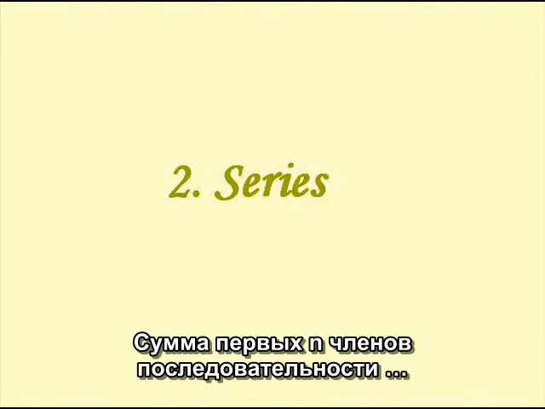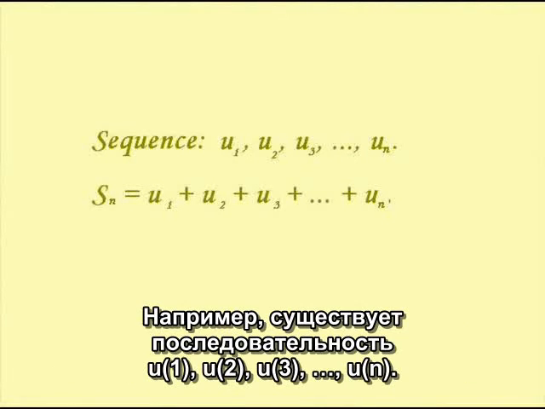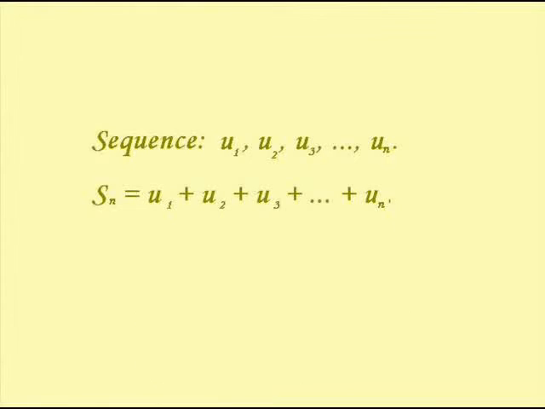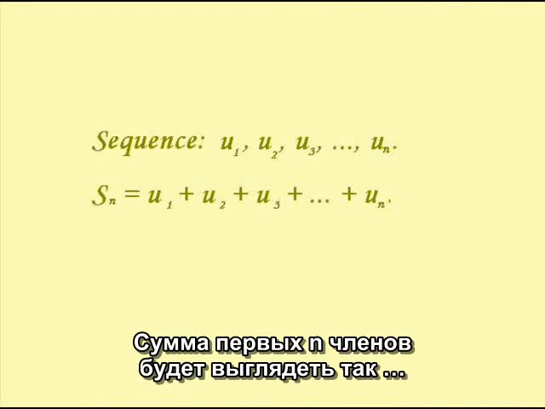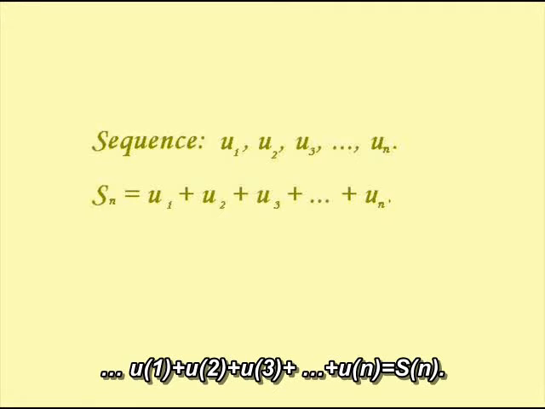A series is something we obtain from a sequence by adding all the terms together. For example, suppose we have the sequence u₁, u₂, u₃, up to uₙ. The series we obtain from this is u₁ plus u₂ plus u₃ up to plus uₙ, and we write Sₙ for the sum of these n terms.